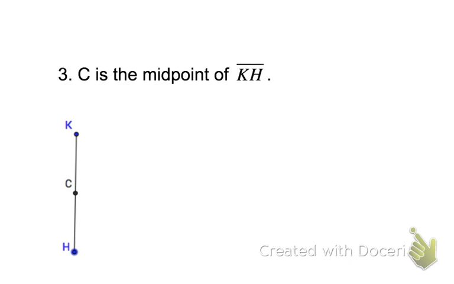Number 3, C is the midpoint of segment KH. So again, C is in the middle and it's dividing segment KH in half. Therefore, I'm going to put one tick mark on both of the segments, KC and CH, to show that those segments are congruent. And we're going to write this segment KC with a line on top of it is congruent to segment CH.